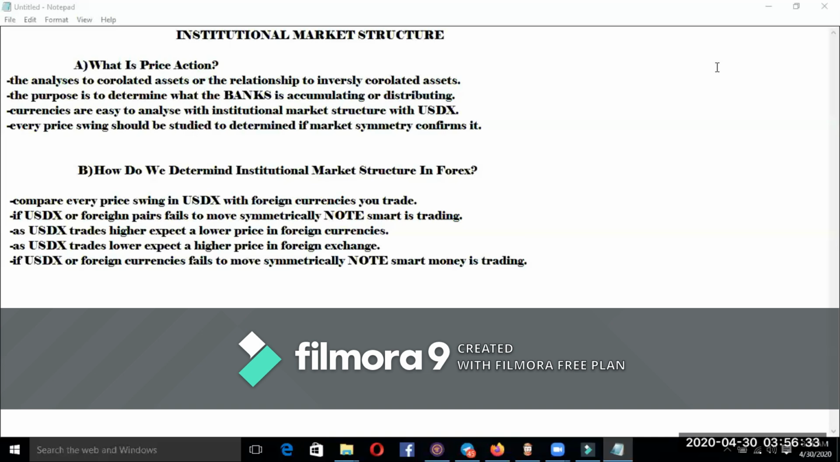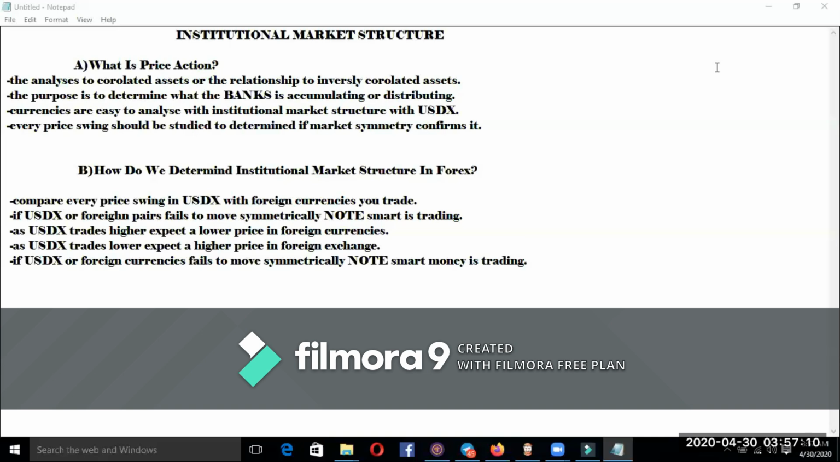So how do we determine institutional market structure in Forex? It's very simple. Compare every price swing in the US dollar index with foreign currencies you trade. If the US dollar index or foreign pair fail to move symmetrically, note, and you should note this very well, smart money is trading. The smart money here are the banks.